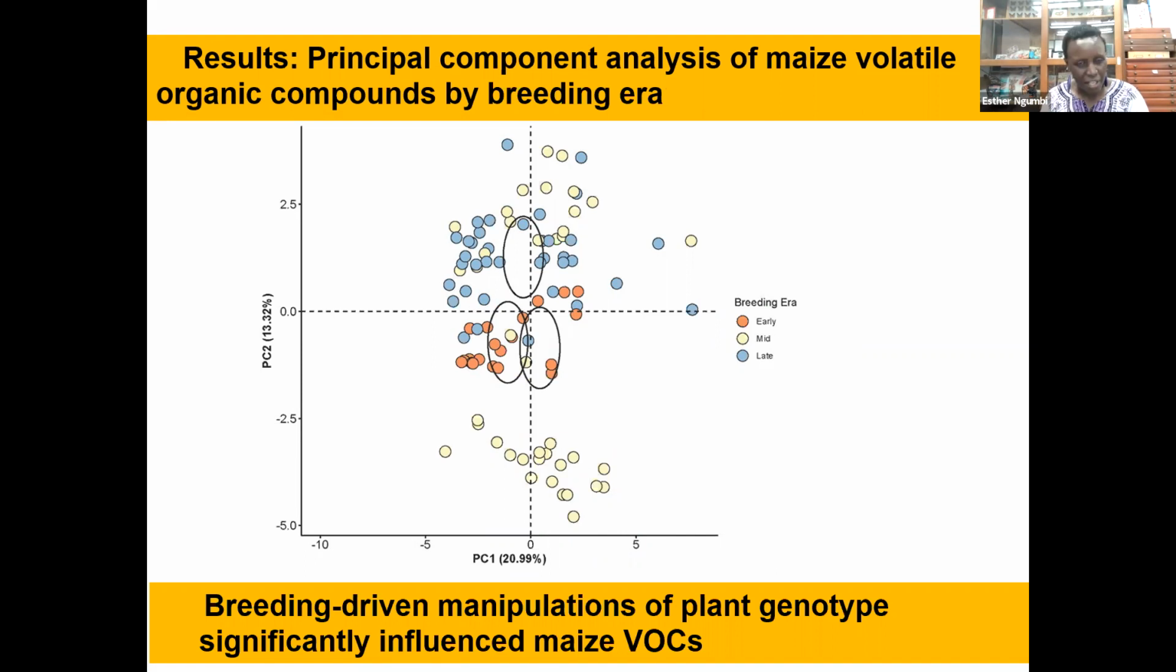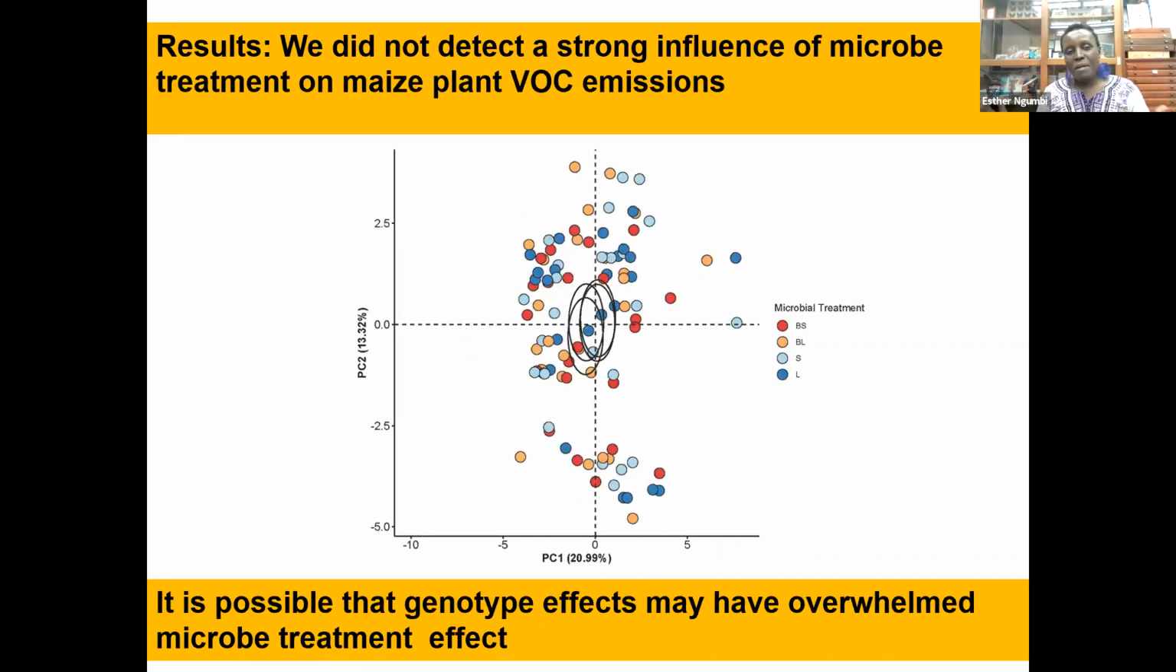And so our next step is to ask how this influences insect-plant interactions. So we're very excited. This is another exciting project that I am working on. However, remember, we were trying to also see the influence of the microbe and see if we also see strong differences as a result of the interactions of plant with the PGPR. We did not detect such a strong clustering based on our microbe treatment. So we think that the plant genotype effects may have overwhelmed the microbiome treatment effect.